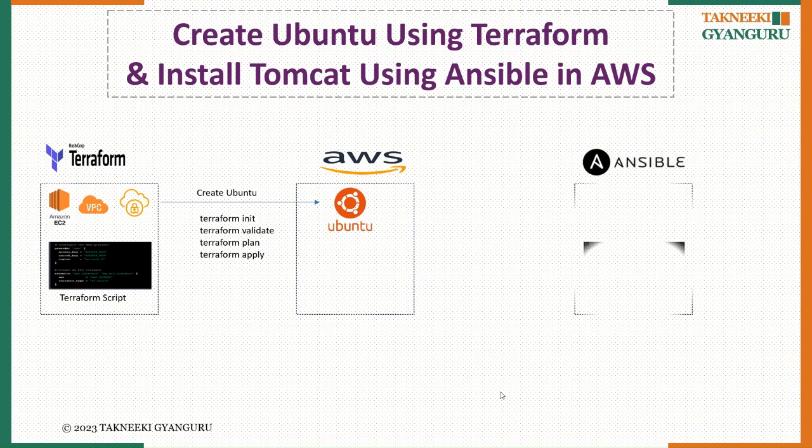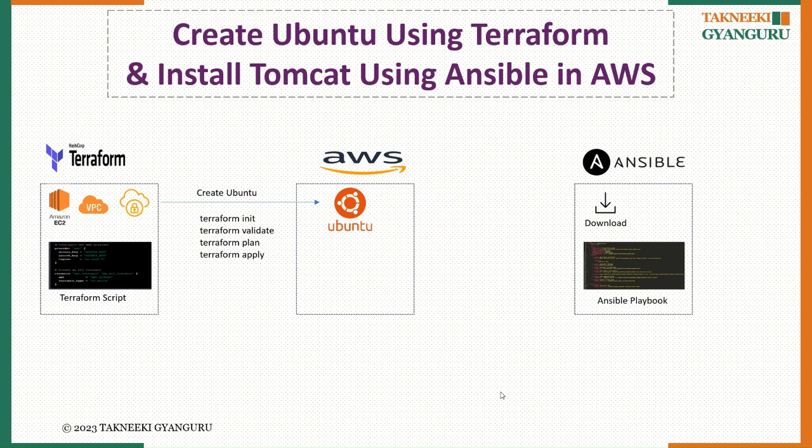On the Ansible side, we have to create a playbook where we define, first of all, to update the Ubuntu box, then download Java and Tomcat, and then we will install Java and Tomcat also, right? To install Tomcat, we need to execute the Ansible command: ansible-playbook -i inventory tomcat.yaml. ansible-playbook is the command, and -i is inventory.